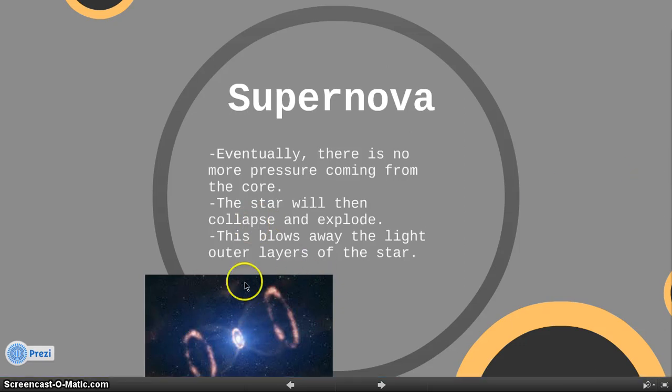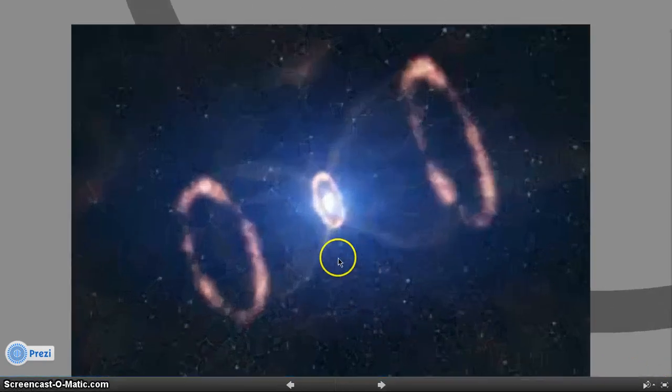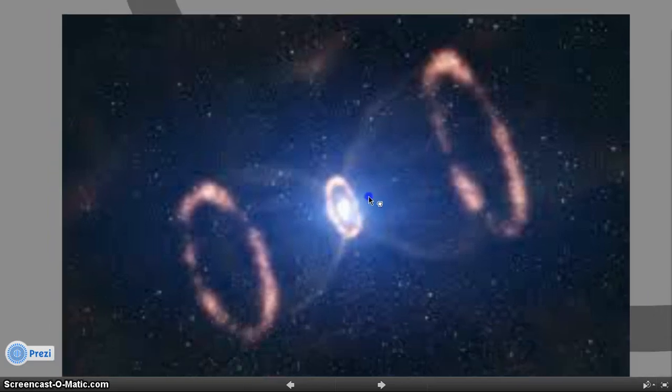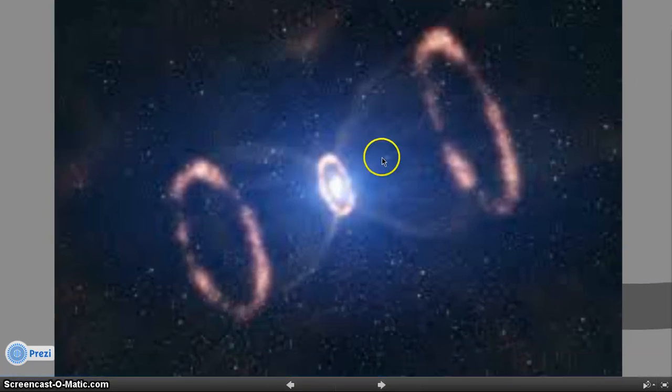Alright, so this is a picture of one here. I'm going to give you a little zoom up soon. So it blows away all the lighter outer layers of the star. So this right here would probably be oxygen, a little bit of helium, really light elements like that, right? So it's a picture for you. Okay, so that's the inside. That's where the explosions happened. Ooh, sorry.